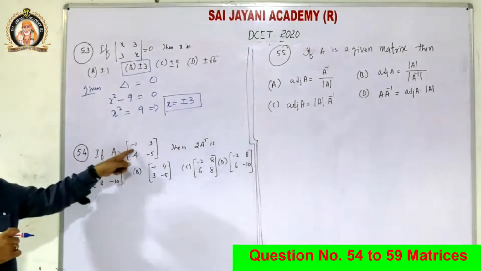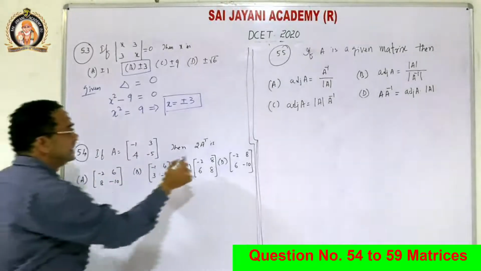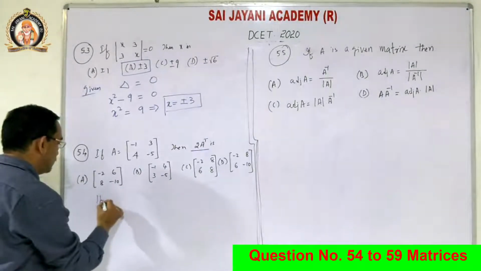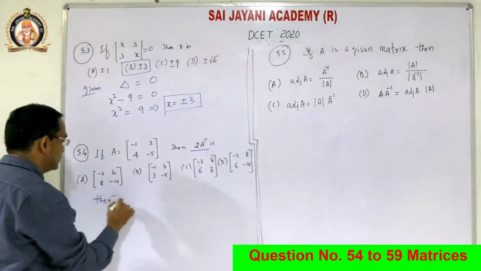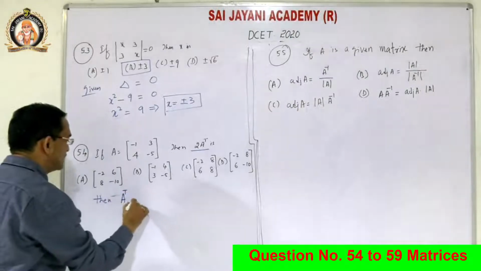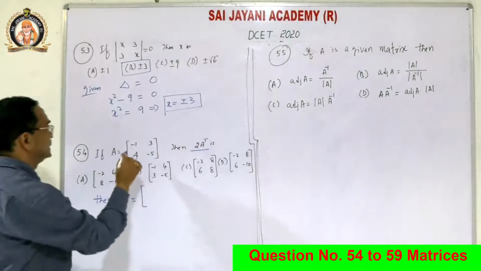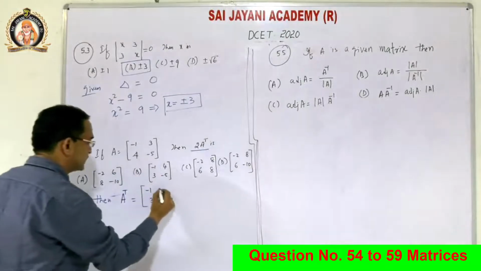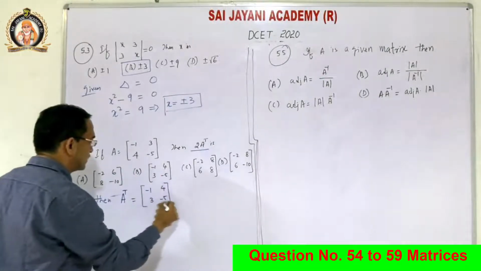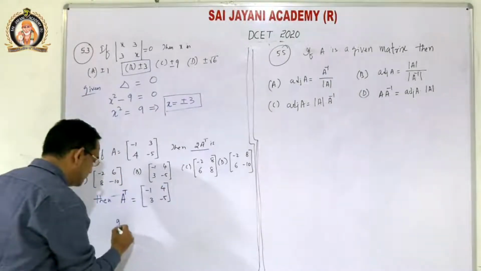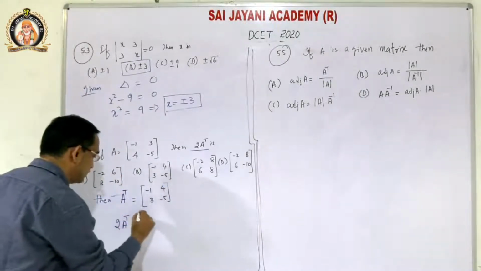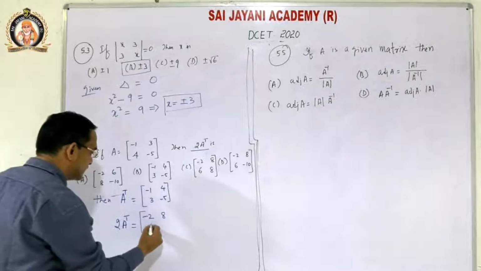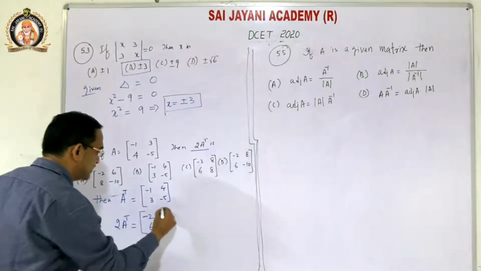If A equals minus 1, 3, 4, minus 5, then find 2A transpose. When A is this one, then what is A transpose? We know that A transpose is the matrix where we change the rows into columns. That is, the row minus 1, 3 becomes minus 1, 3 in the first column, and the second row 4, minus 5 becomes 4, minus 5 in the second column. This is A transpose. Now we find 2A transpose. That is also very simple. We have to multiply each term by 2. 2 into minus 1 is minus 2. 2 into 4 is 8. 2 into 3 is 6. 2 into minus 5 is minus 10.